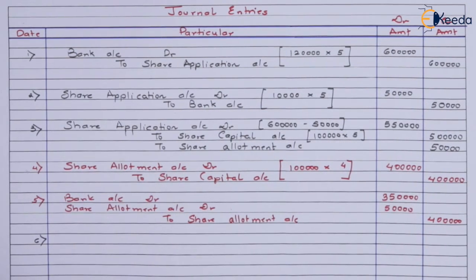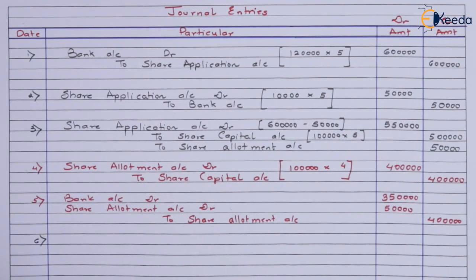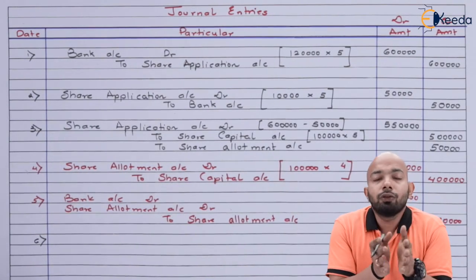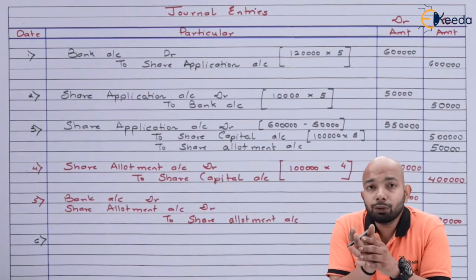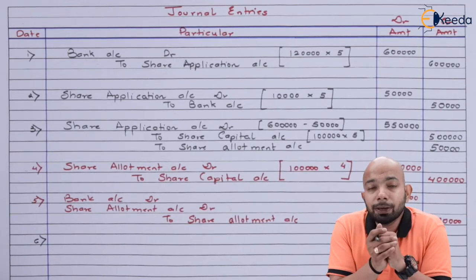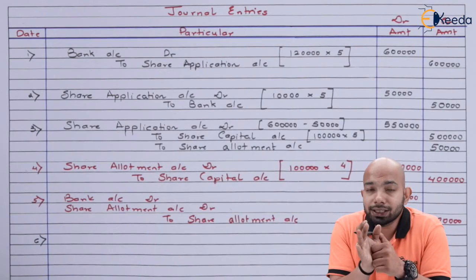Now the next entry will refer to the first call being due. Make sure that the forfeiture is done only when it is supposed to be mentioned. In the question, they have not mentioned anything about when the forfeiture was done. We have assumed that after all the money was called up, they started with the forfeiture here. So let's mention that forfeiture at the end of this illustration.